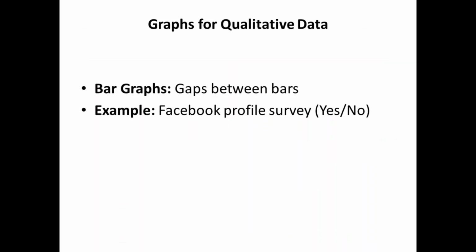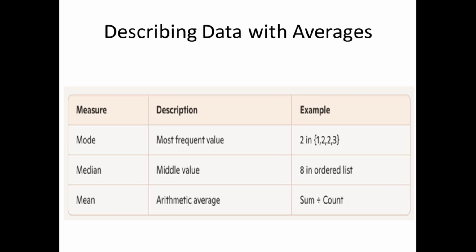Graphs for qualitative data. Categorical data comes under qualitative data. Here we use a bar graph with gaps between bars. Example, a survey response on social media, which is either yes or no. Next one, describing data with averages. We've discussed central tendency like mean, median, and mode. These help us summarize a set of values with a single representative number.